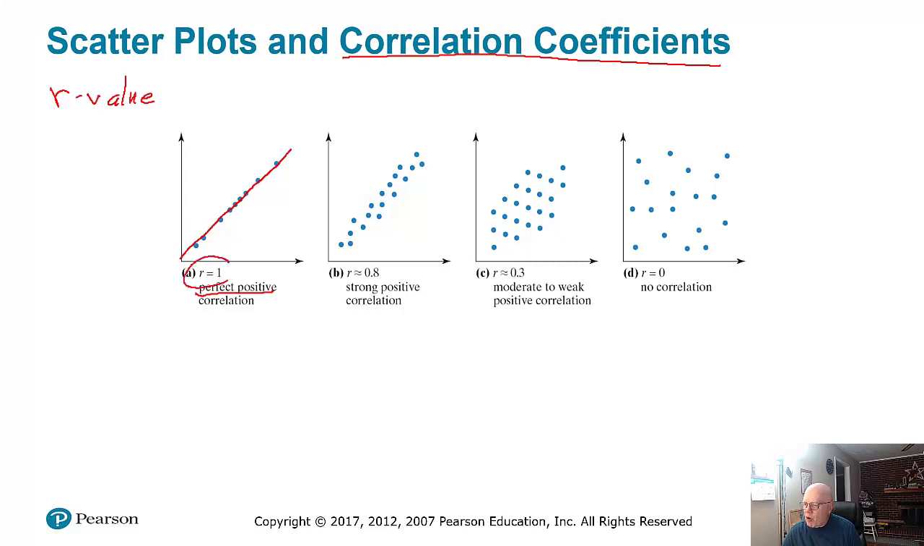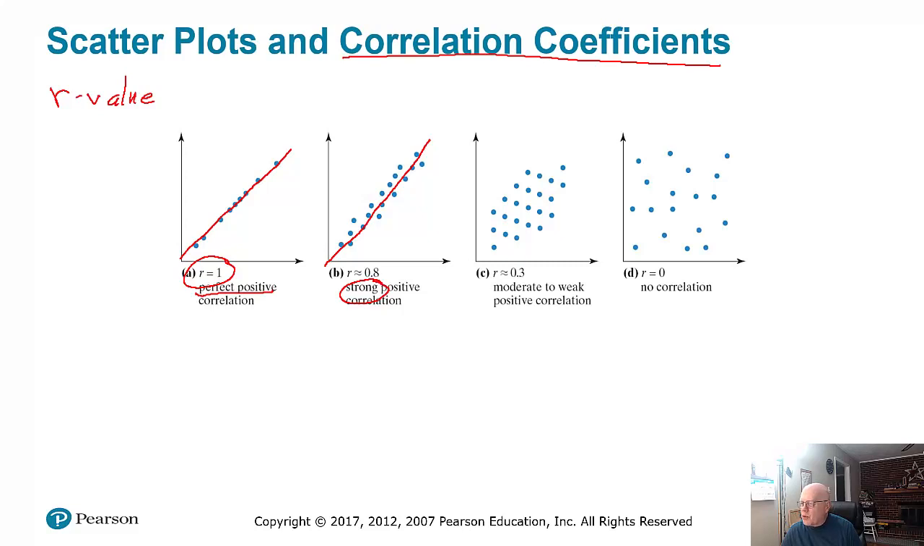That's if it's an R value of positive 1. If it's not quite 1, but maybe 0.8, that's still pretty good. If we draw our regression line, the points aren't too far away. That's a strong positive correlation.